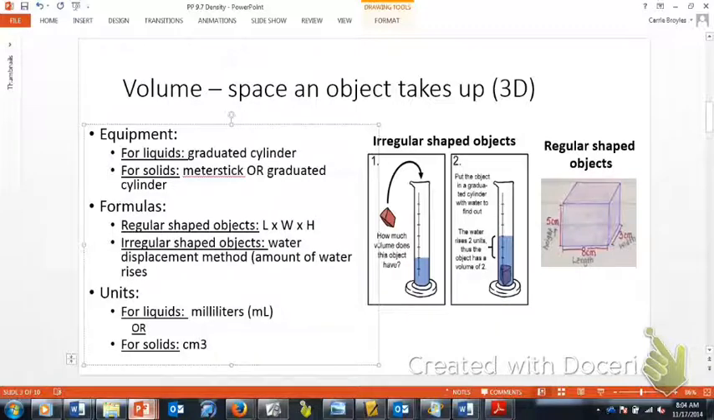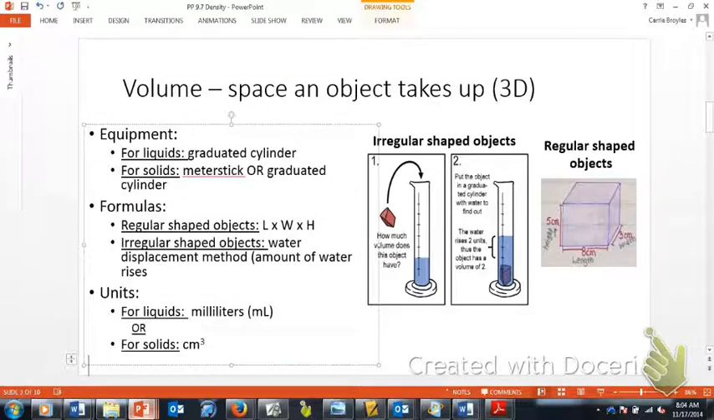Now, here's one thing that we need to remember, and I want you to write this underneath those pictures. Remember that 1 mL equals 1 cm cubed. So that's what I want you to write.